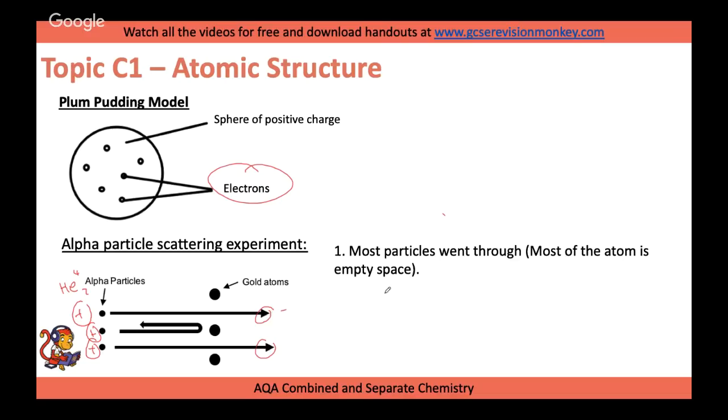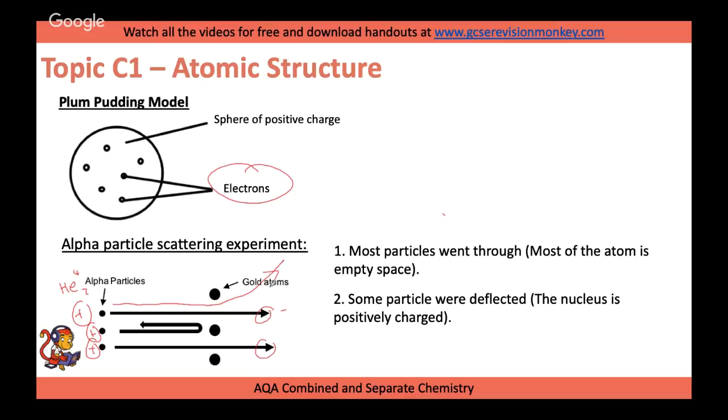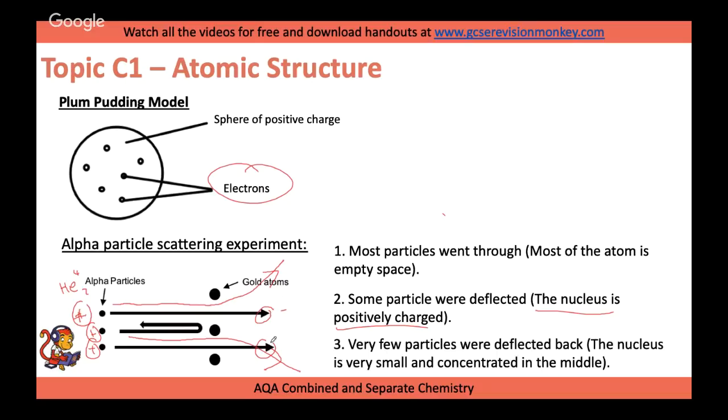Some particles were deflected. Okay, so I haven't shown them on there, but I'll draw them now. They kind of went close to the gold atoms, but because they're positively charged, they were deflected away. So some were deflected like so. And this showed them that the nucleus was positively charged because it was repelling the positively charged alpha particles. And then finally, very, very few were in this scenario here, which I'm just circling, whereby they were deflected straight back. So that showed them that actually the nucleus was very small and concentrated in the middle.